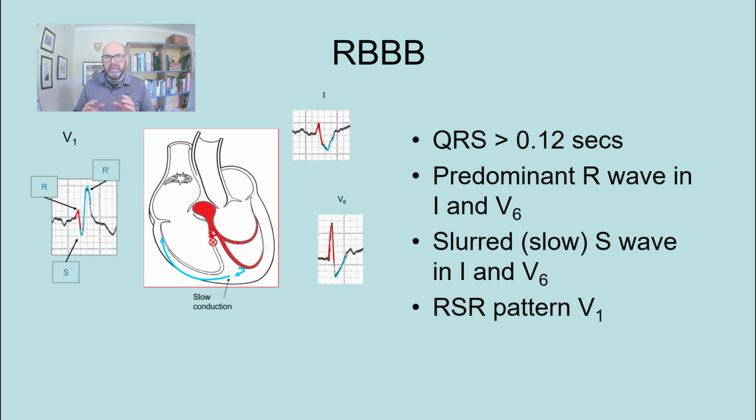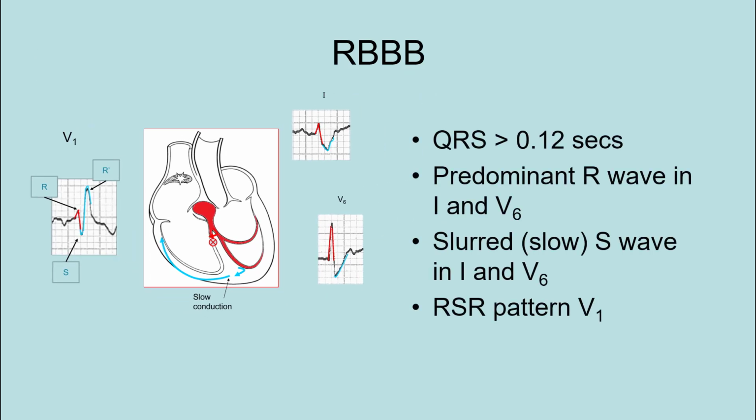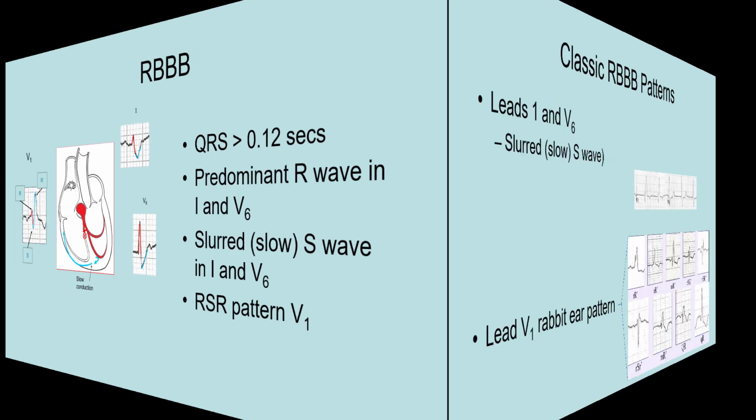Let me recap. The hallmarks of a right bundle branch block are a QRS greater than 0.12 of a second, predominant R waves in lead 1 and V6, and a slurred S wave in 1 and V6. And then that biphasic pattern, that lovely rabbit's ear pattern that we're going to see in V1.